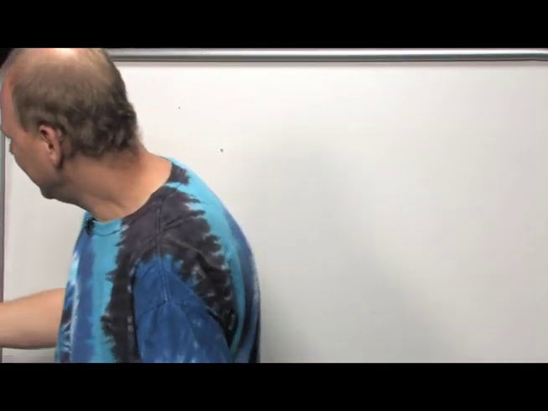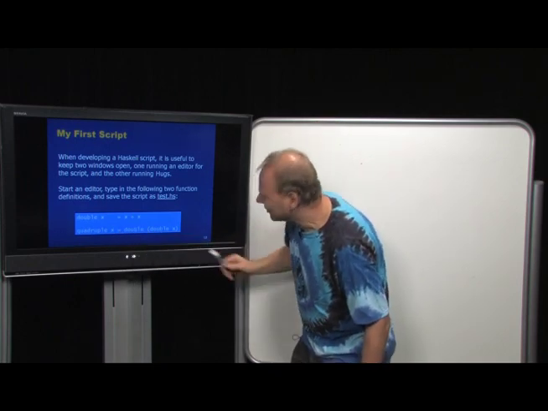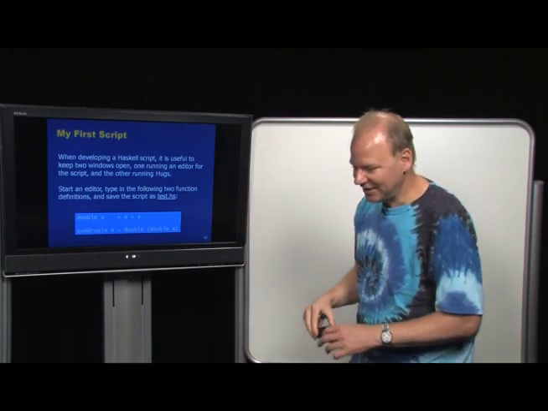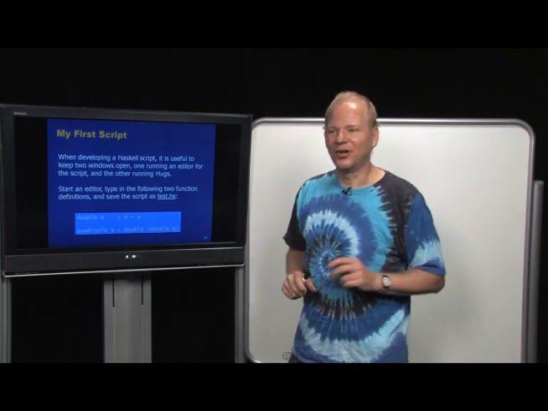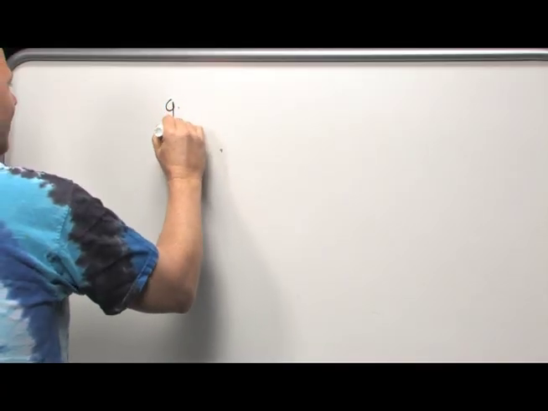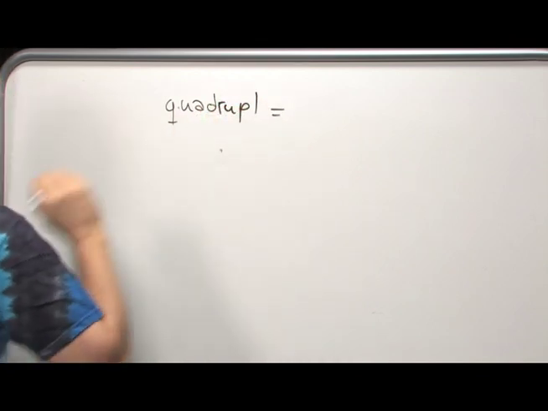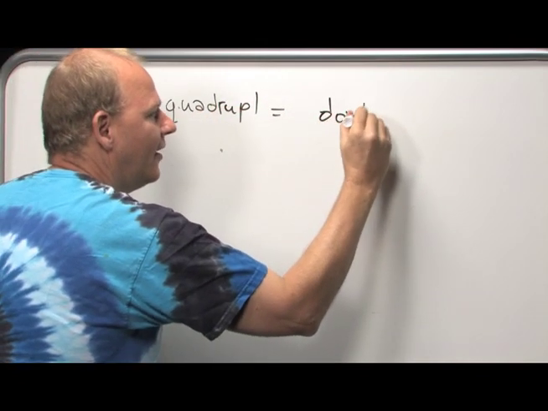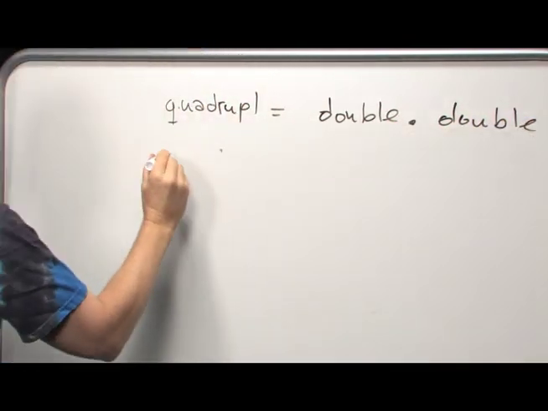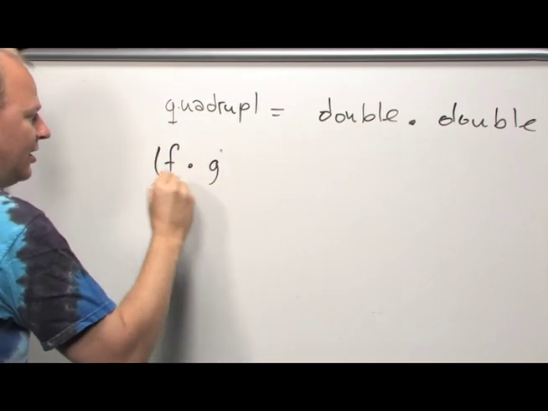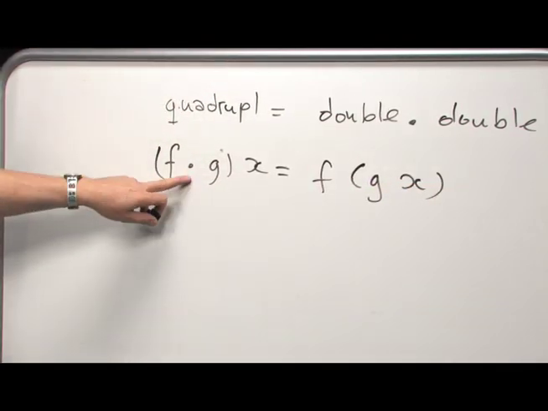Let me give you an example of how a real Haskell programmer would write this. Because in this example there's lots of redundancy: there are parentheses, there's this x, too much noise. So a real Haskell programmer would write quadruple equals double compose double, where f compose g of x equals f of g of x. So this is the definition of composition.